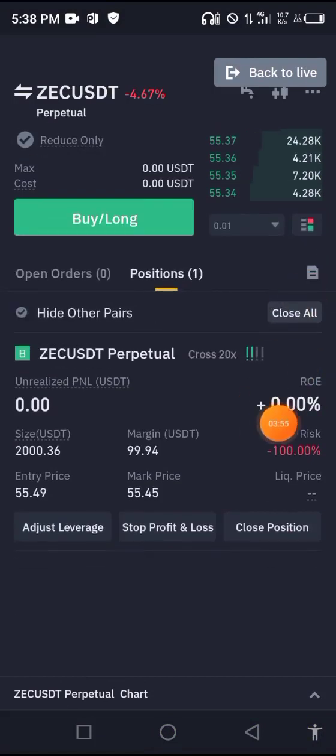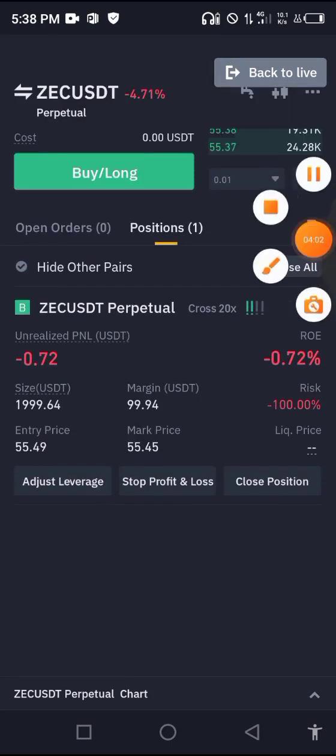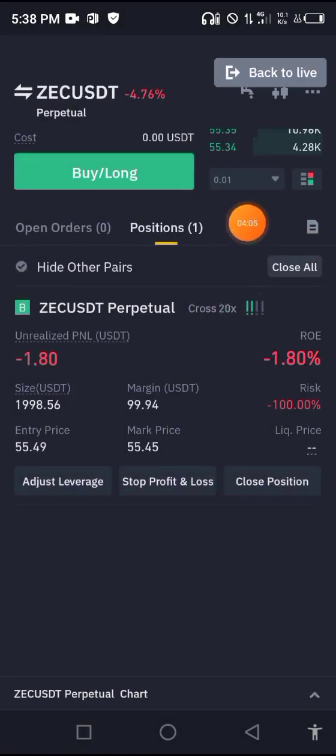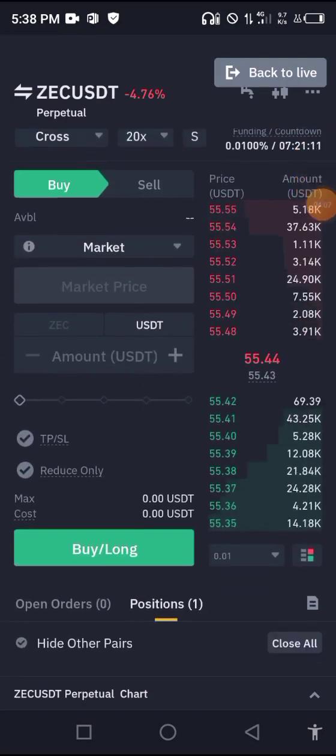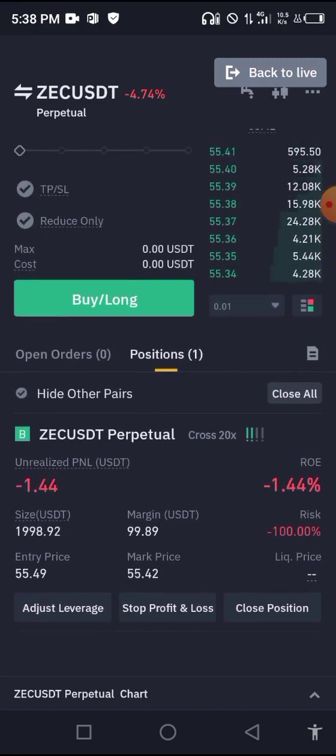This is your ROE, right? Now, your leverage here is 20x. Your leverage multiplied by this percentage move will give you the ROE of your capital. It is very, very important that you know that.